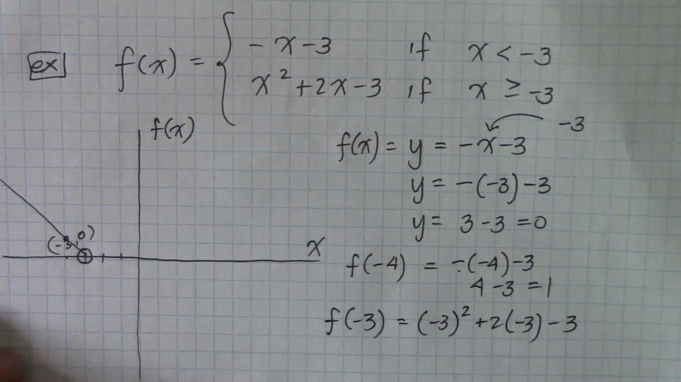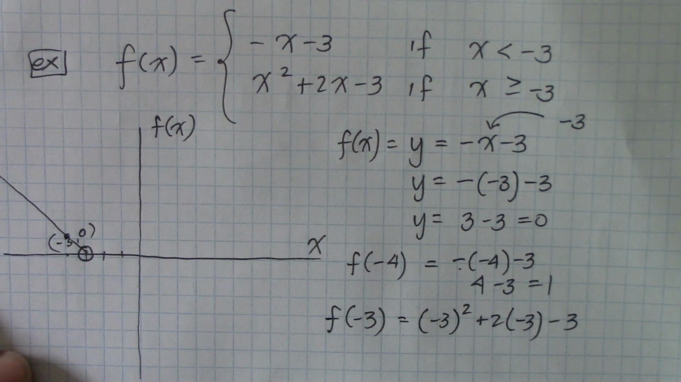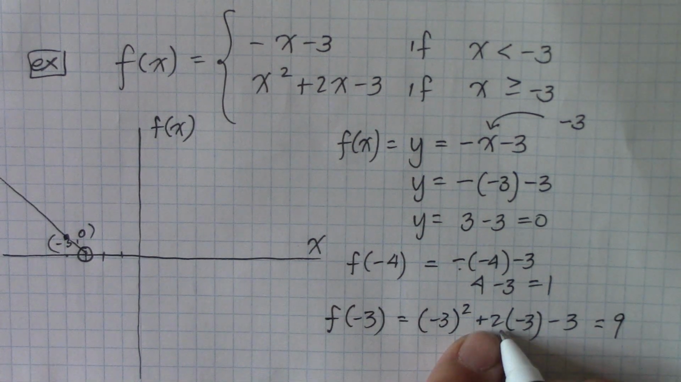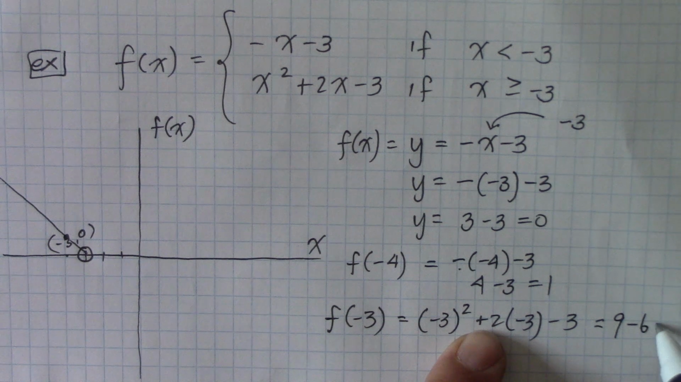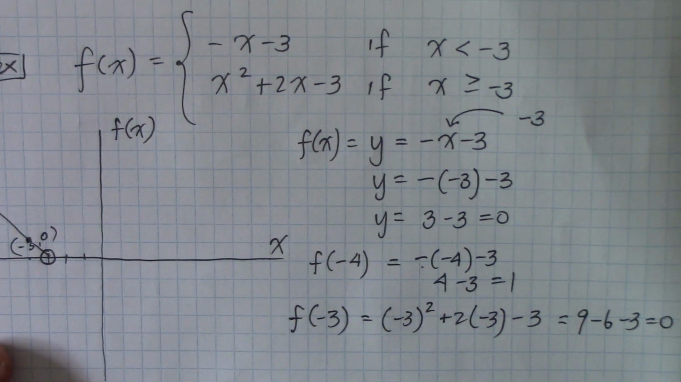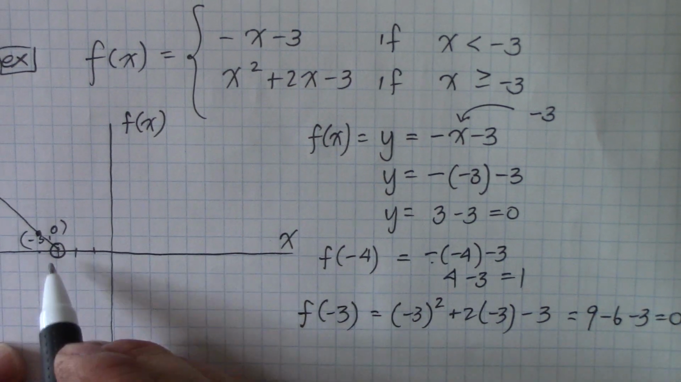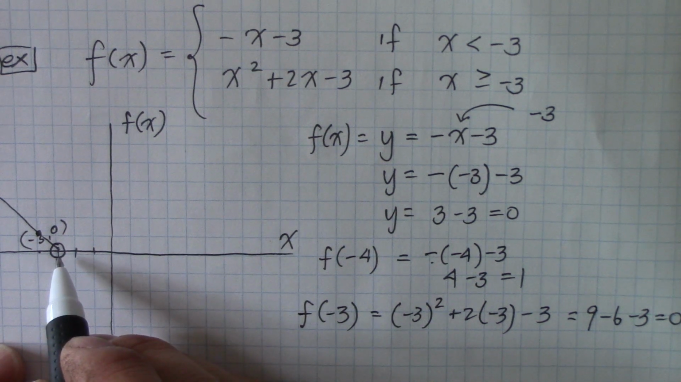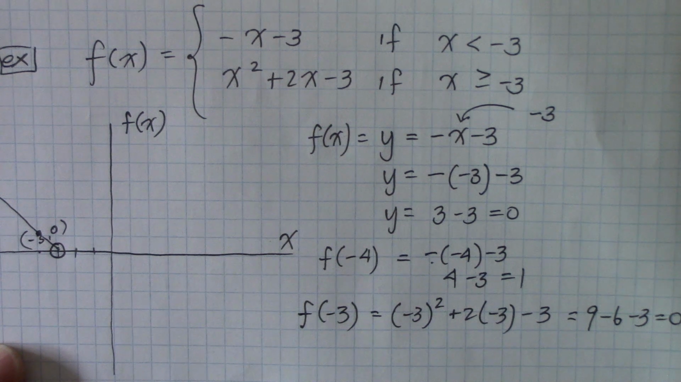If you do this manually, it's a lot of trouble. Negative 3 times negative 3 is 9. 2 times negative 3 is negative 6. Minus 3, that becomes 0. So right there, that's where it is. If you let x equal negative 3, it's 0. All right?